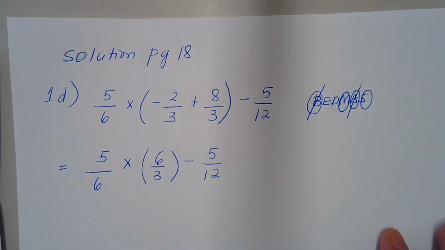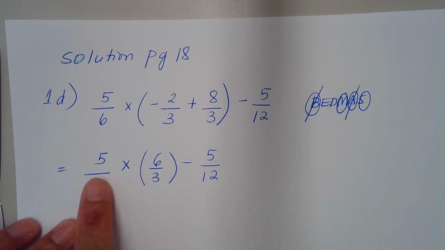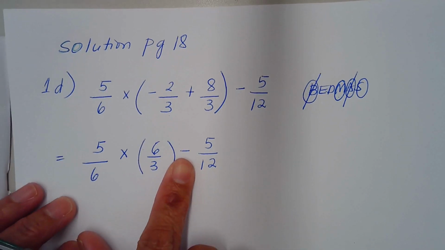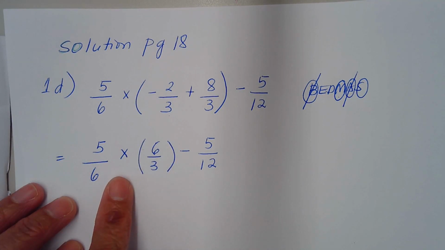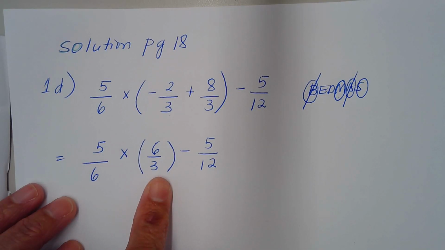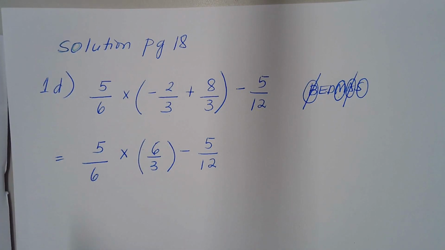The next step would be multiplication. Multiplication means these two. And how do we multiply? We don't have to have the same denominator. Okay, what do we do with multiplying? Numerator times numerator, denominator times denominator. Okay.